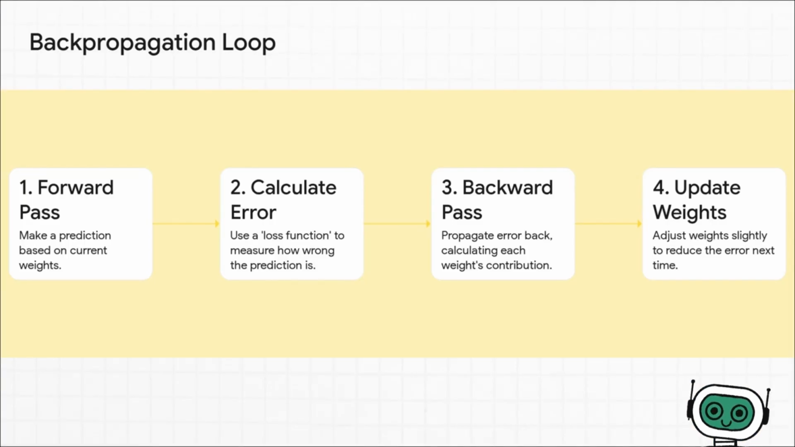Step 1 is the forward pass, where the network makes its guess. Step 2, we use the loss function to calculate the error. Step 3, the backward pass, where blame gets assigned to every single weight. And finally, step 4, the weights are updated to hopefully do better next time. This loop just repeats over and over, thousands, maybe millions of times.